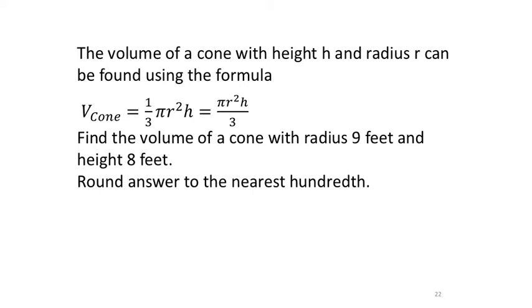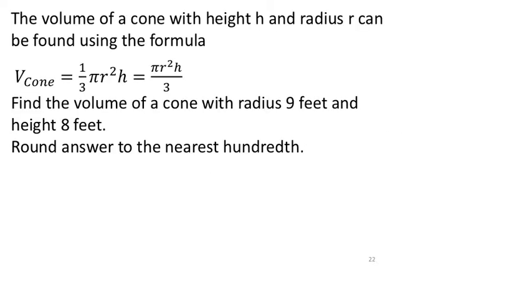Here we go. The volume of a cone with the height h and radius r can be found using the formula. Find the volume of a cone with radius 9 feet and the height of 8 feet. Round this to the nearest hundredth. This formula is shown in 2 different ways. You just choose which one you like the best and then go from there. All right, so we'll use that one then.